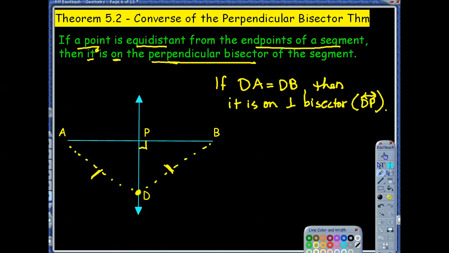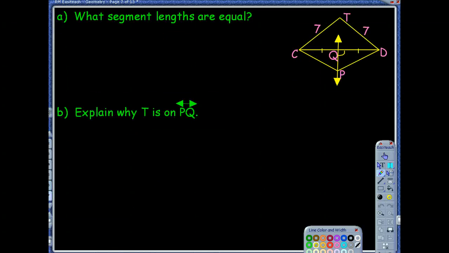Oh, that AB is divided into two congruent segments, so AP would be congruent to PB. So we could say that as well. The converse actually allows you to go further with some other things. You can then talk about perpendicular bisectors and things like that. Awesome.